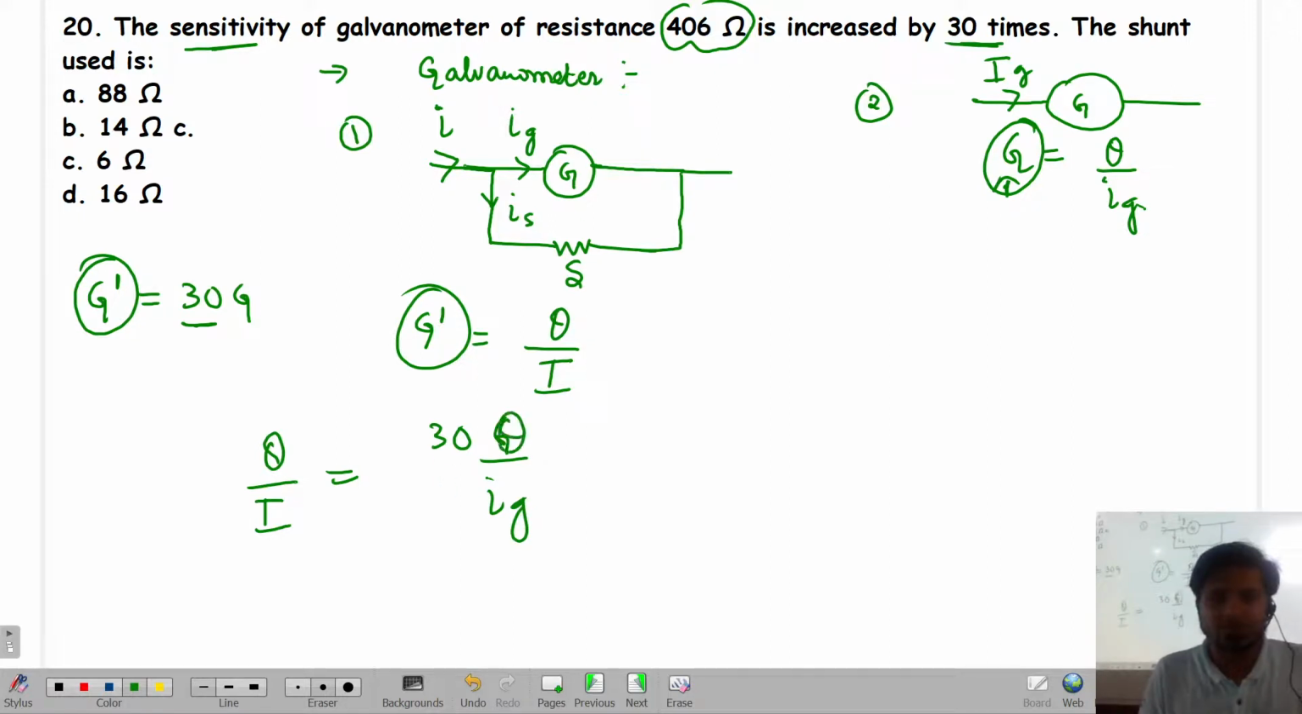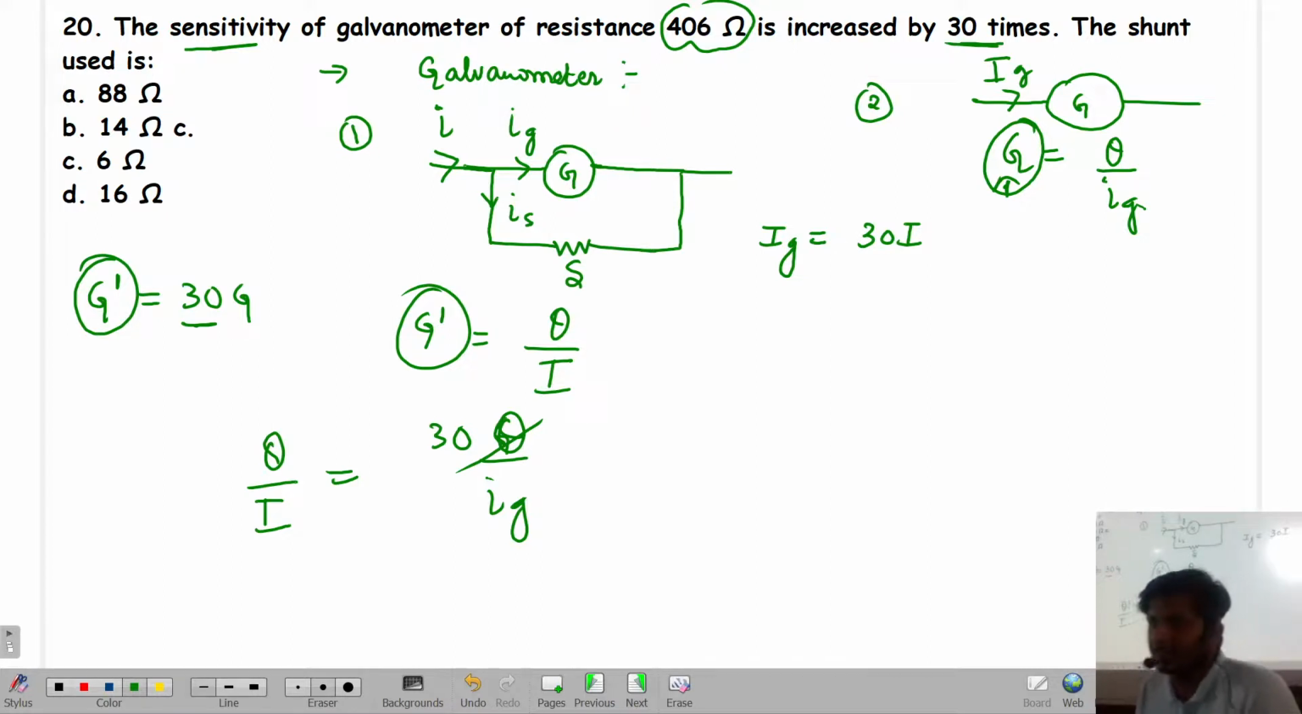Theta got cancelled. Or current, if I can say, this current is nothing but, I can write IZ is equal to 30 into current. Can I write like this or not? Tell me yes or no. So if you add the shunt, the amount of sensitivity will be increased in the galvanometer, so the total amount of current increases in the galvanometer. Understood or not? Are you able to understand this whole step?